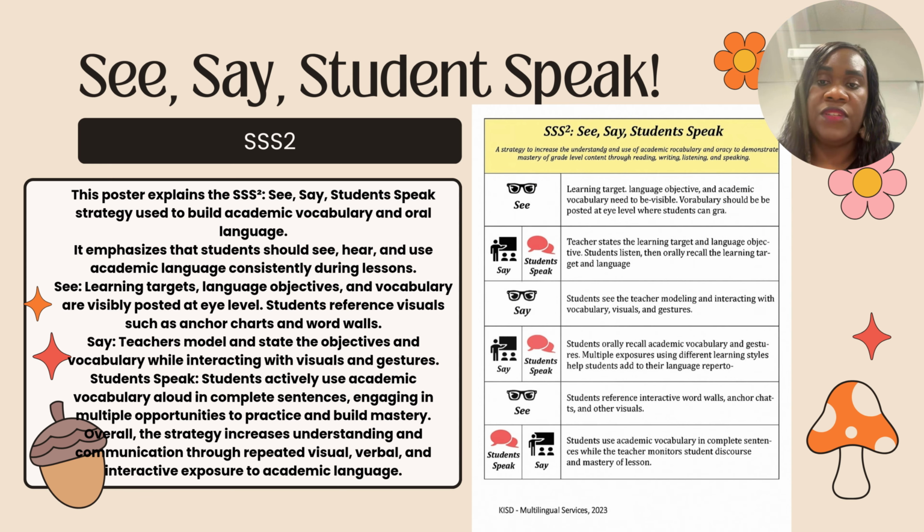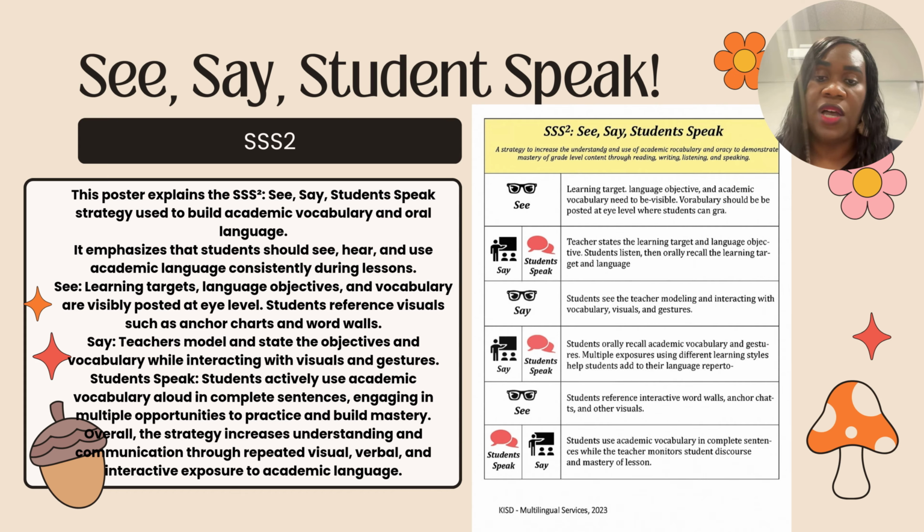Here is a breakdown of the See, Say, Students Speak document, or we call it sometimes triple S. The poster explains that the See, Say, Students Speak strategy is used to build academic vocabulary and oral language. It emphasizes that students should see, hear, and use academic language consistently during lessons. C is the learning targets, language objectives, and vocabulary. They're visibly posted at eye level. Students reference visuals such as anchor charts and word walls.